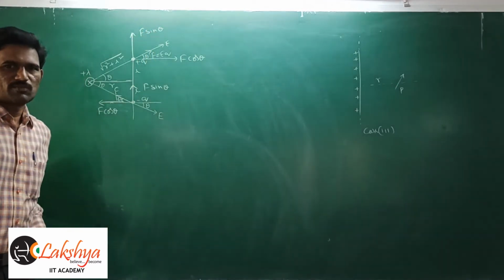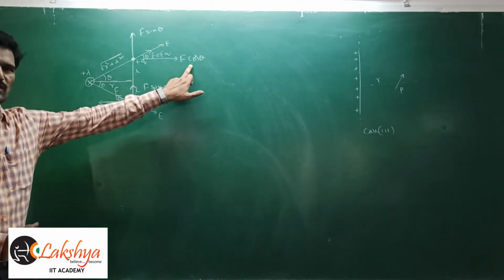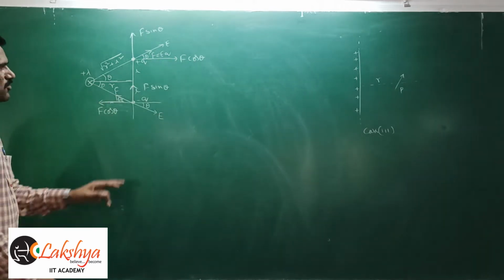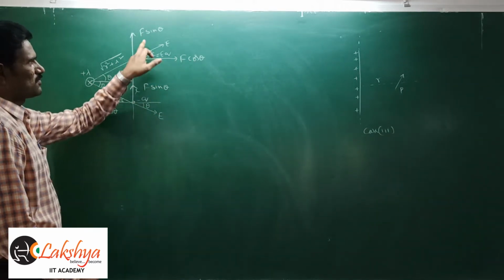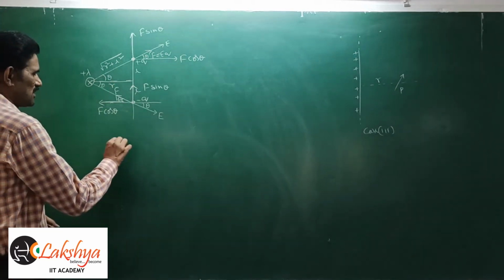Now clearly you can observe that this f cos theta and this f cos theta are equal in magnitude and opposite in direction, so they cancel each other. And we only need to add these two terms, f sin theta plus f sin theta. So first I am writing the electric field here.